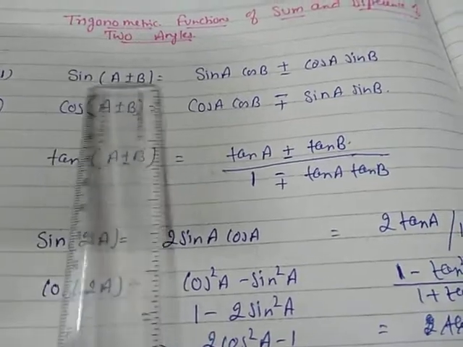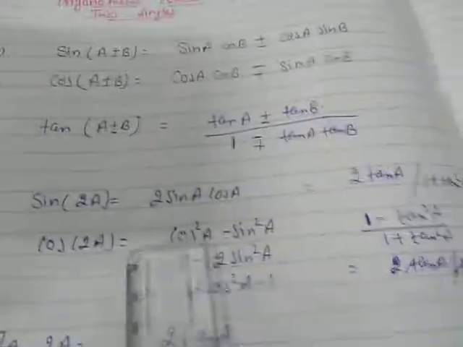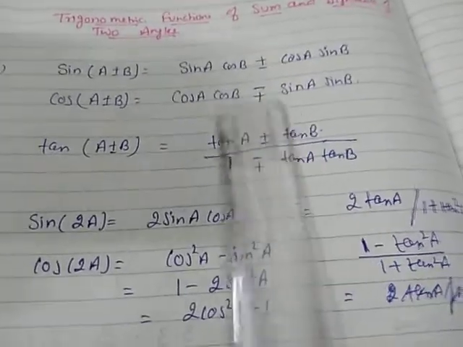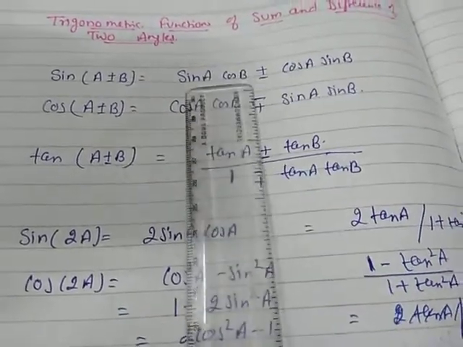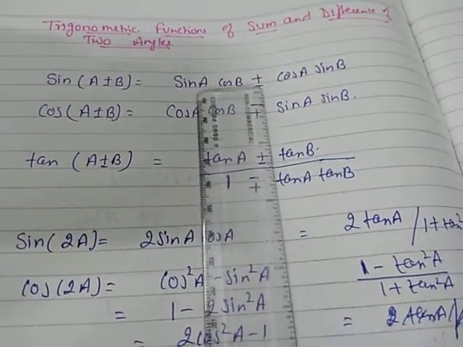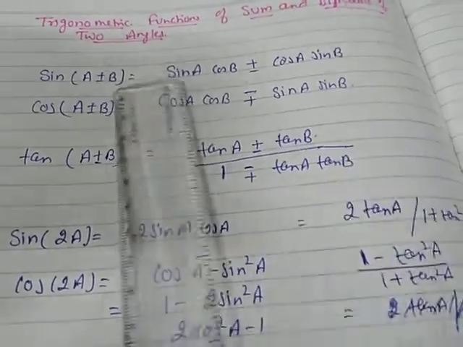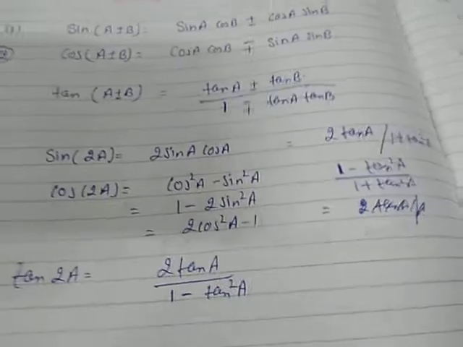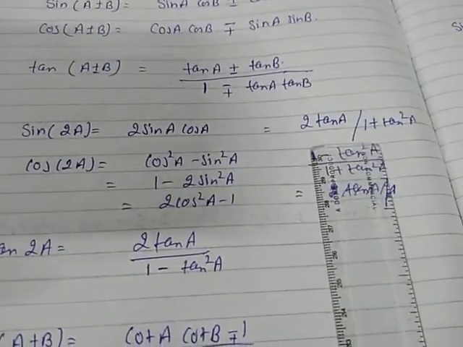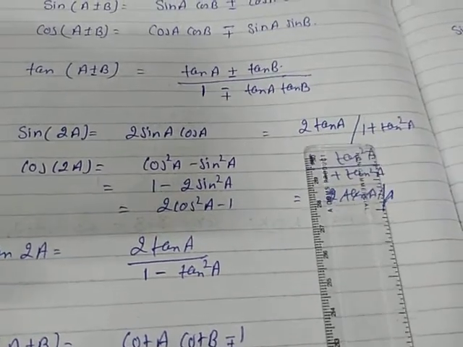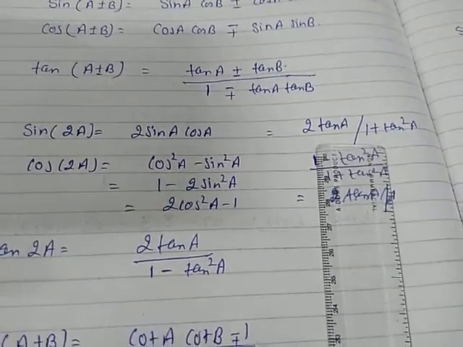Therefore, sin 2A is equal to 2 sin A cos A. When you put the value of A in place of B, you will get sin A cos A plus cos A sin A, which gives you the formula 2 sin A cos A. In terms of tan, sin 2A is equal to 2 tan A whole upon 1 plus tan square A.